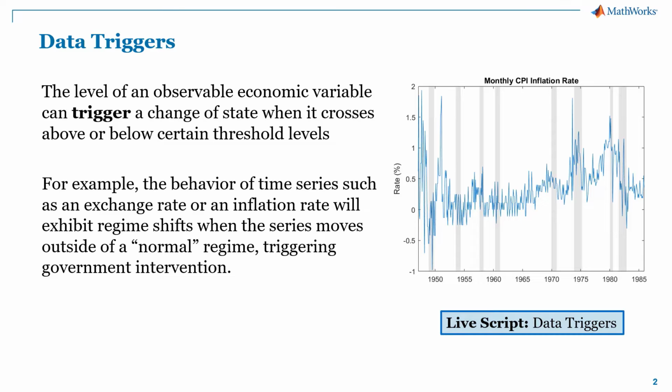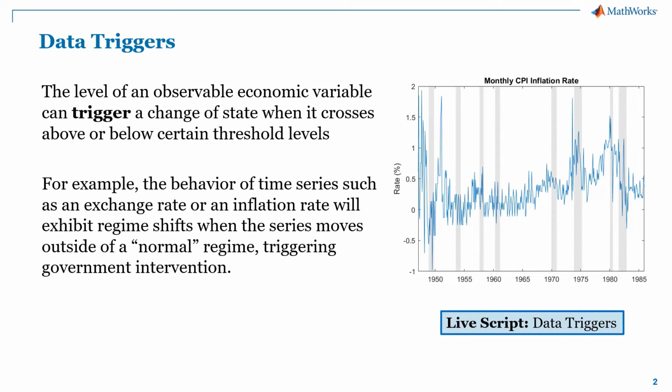The essential difference is that in a Markov switching model, the transitions are non-deterministic, governed by the transition probabilities in a Markov chain. In a threshold switching model, the transitions are deterministic, governed by the movements of an observable variable.